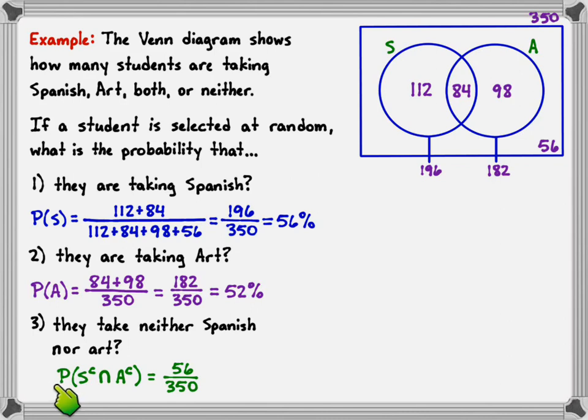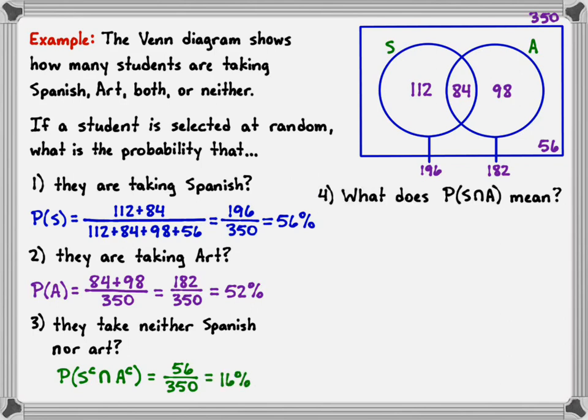And notice the notation here. We'll get more into this in a minute. The probability that students are not taking Spanish and not taking art. Remember, in the warm-up I said if you hear the word and, you're thinking one region. Well, there's 4 regions here. 56 is one of them. If you see and, you're thinking one piece of the puzzle. 56 is one of those pieces. And we end up with 16% here.